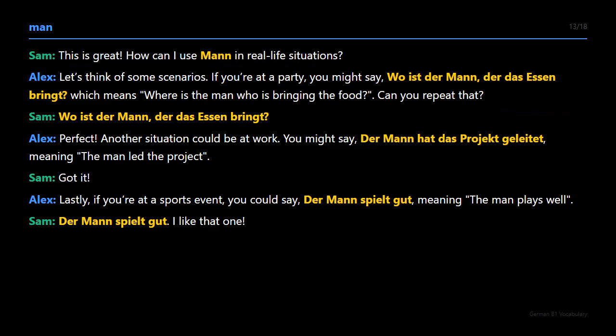Perfect. Another situation could be at work. You might say, Der Mann hat das Projekt geleitet, meaning the man led the project. Got it. Lastly, if you're at a sports event, you could say, Der Mann spielt gut, meaning the man plays well. Der Mann spielt gut. I like that one.